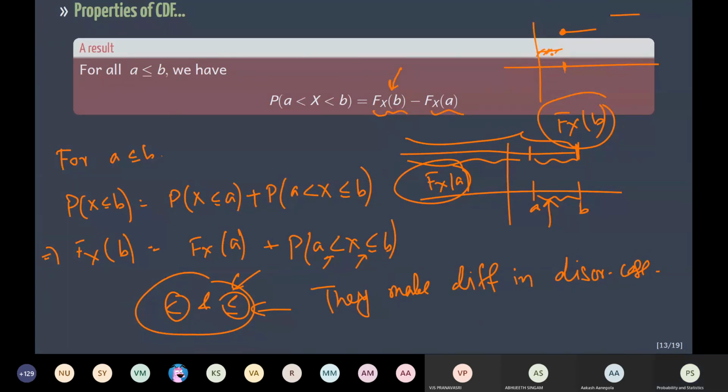So, for instance, if I have to compute the probability that X is less than x, then this will be the probability that X is less than or equal to x minus the probability that X is equal to x. So for X equal to x, I can write this as F_X(x) minus, and this is nothing but P_X(x).